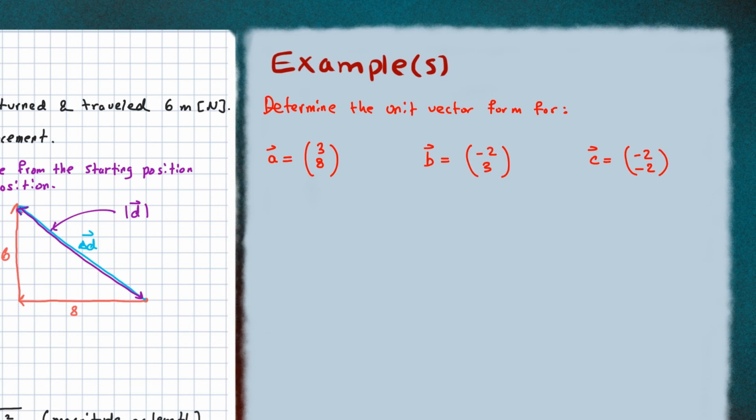Well, we know that the x component of vector A is 3 and the y component is 8, so to rewrite this, we will write it as 3 times unit vector i plus 8 times unit vector j. Similarly, for vector B, it's -2 times unit vector i and +3 times unit vector j. And finally, for vector C, we got -2 times unit vector i because that's the x component, and -2 times unit vector j because that is the y component.